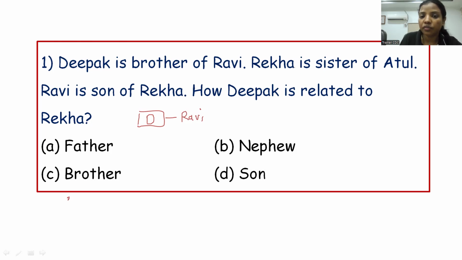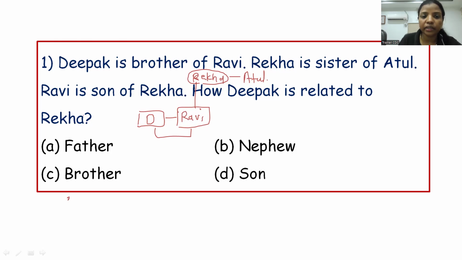Now Rekha is sister of Atul and Ravi is son of Rekha. Now Ravi is a son, so Ravi is a male. Ravi is a son of Rekha, but I don't know if Rekha is father or mother of Ravi. Rekha is a sister, so Rekha is a female. Correct? Okay. Now we know that Rekha is the mother of Ravi, and Deepak and Ravi are siblings. So Rekha is the mother of Deepak and Ravi.